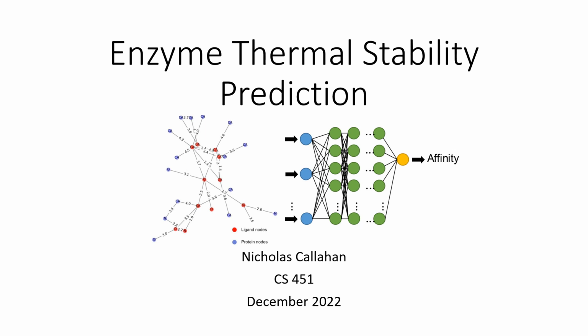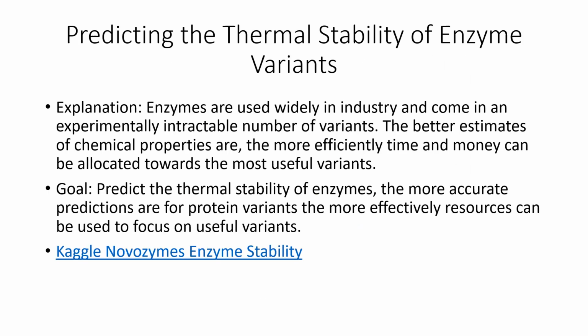I'm Callahan, and this project is using machine learning algorithms to predict the thermal stability of enzymes. The motivation behind this project is the fact that enzymes and proteins in general are used extensively in private industry and in research and potentially offer a lot of benefits in the future for things such as medicine, food production, other health-related tasks. And the difficulty is there's so many different proteins out there.